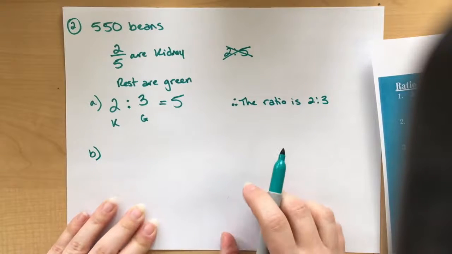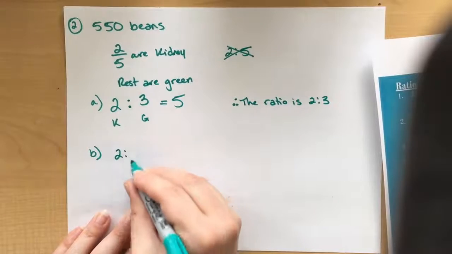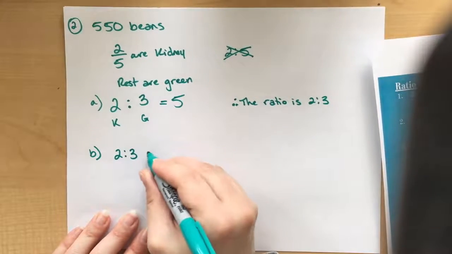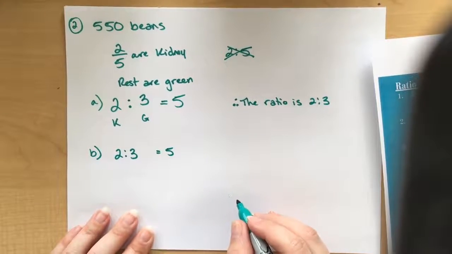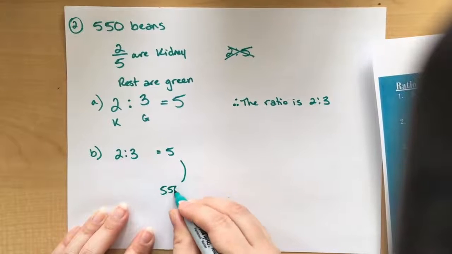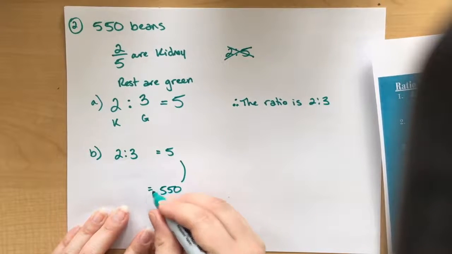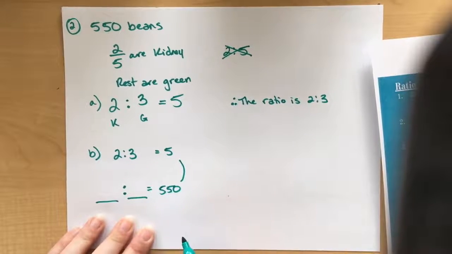All right, for B, how many kidney beans are there in the jar? So we know we have a ratio of 2 to 3, and that would be if there was a total of 5 beans in the jar. But in this case, we're looking for a total where there are 550 beans. And we need to figure out what those ratios are that would add up to 550.